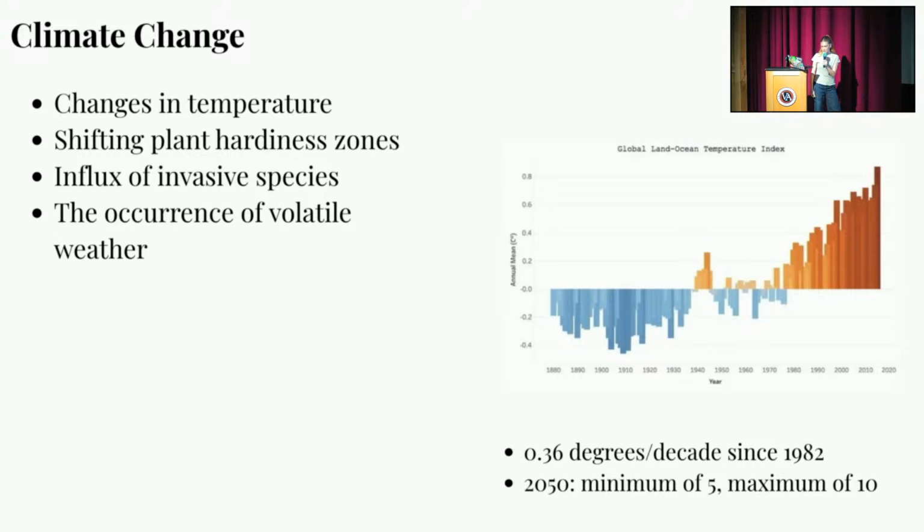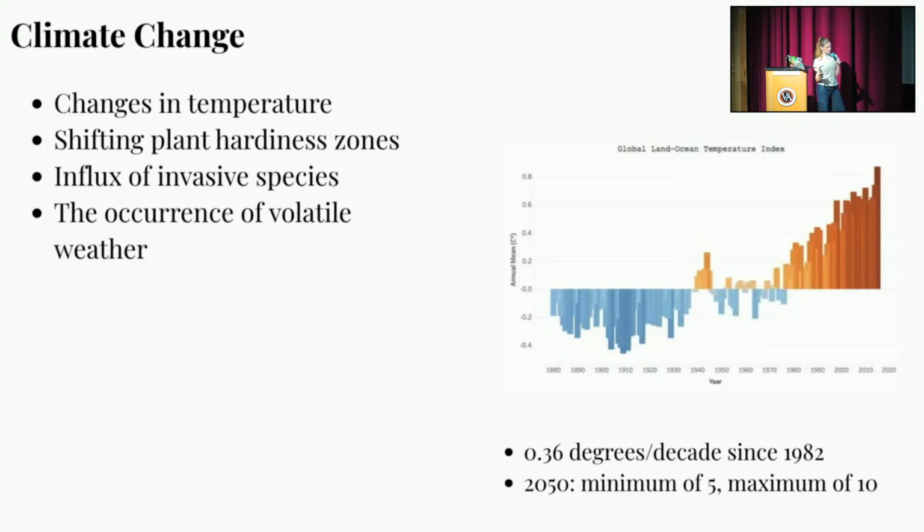As of 2023, the land and ocean temperatures combined have increased by about 2 degrees Fahrenheit at a rate of 0.11 degrees Fahrenheit per decade since the year 1850. That being said, since 1982, this rate has tripled and is now increasing at 0.36 degrees per decade. If emissions continue at this rate, it's projected that by 2050, the Earth and ocean temperatures combined will rise by a minimum of 5 degrees and a maximum of 10 degrees.